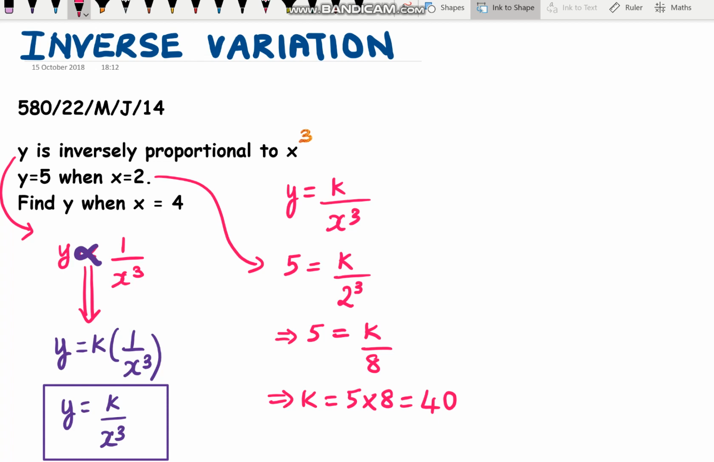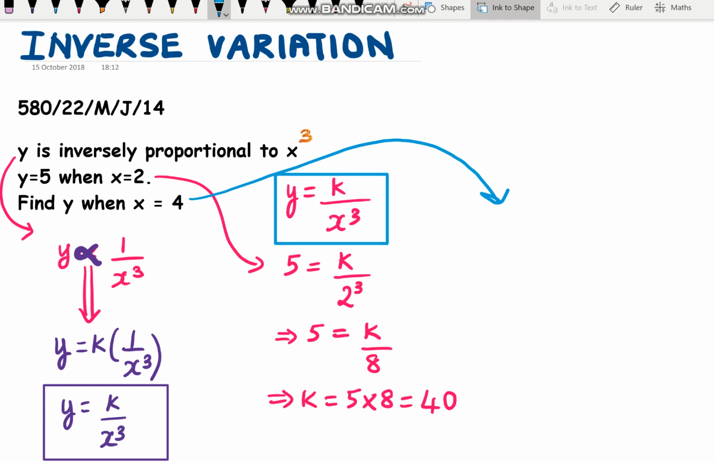Now the next thing is what? They're asking us to find the value of y when x equals 4. So I'm going to use my original equation that I found. Like I told you, this equation is going to remain the same. It's going to be useful for the entire sum. So I'm going to write this down as y equals k divided by x cube. They've told me find y. We do not know what y is, but we know what k is. K is 40, divided by x cube, which is 4 cube.